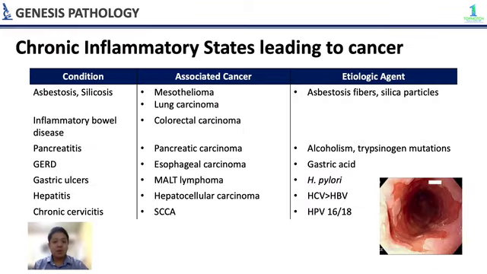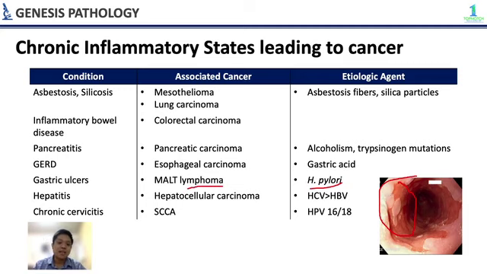Next, you have chronic inflammatory states leading to cancer, such as asbestosis and silicosis, producing mesothelioma and lung carcinoma, IBD, producing colorectal cancer, pancreatitis, producing pancreatic carcinoma, GERD, producing esophageal carcinoma through, di ba yung Barrett's esophagus, as said kanina, so pre-malignant lesion yun to esophageal carcinoma. Gastric ulcers, producing MALT lymphoma from H. pylori. So kapag in-eradicate mo yung H. pylori, may malaking chance din na mawala yung MALT lymphoma. So it is the only lymphoma or the only cancer that can be cured by an antibiotic.